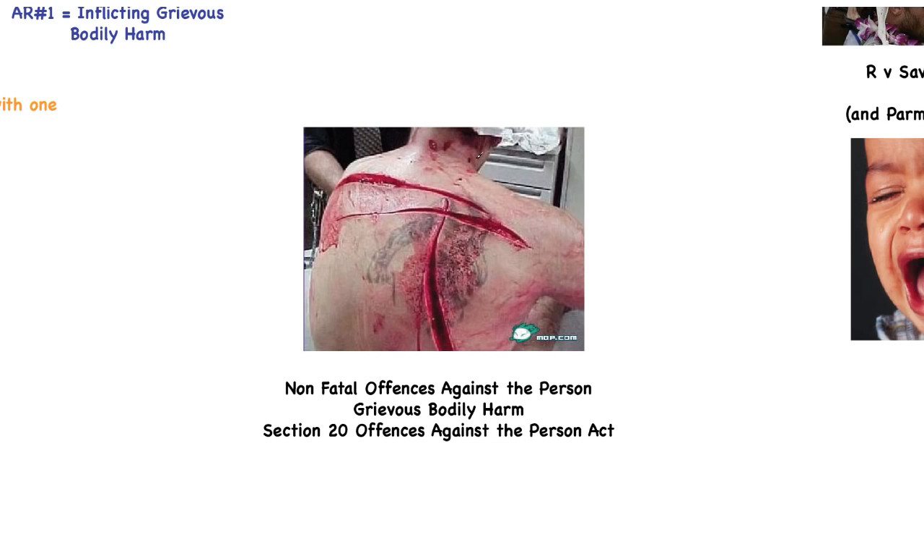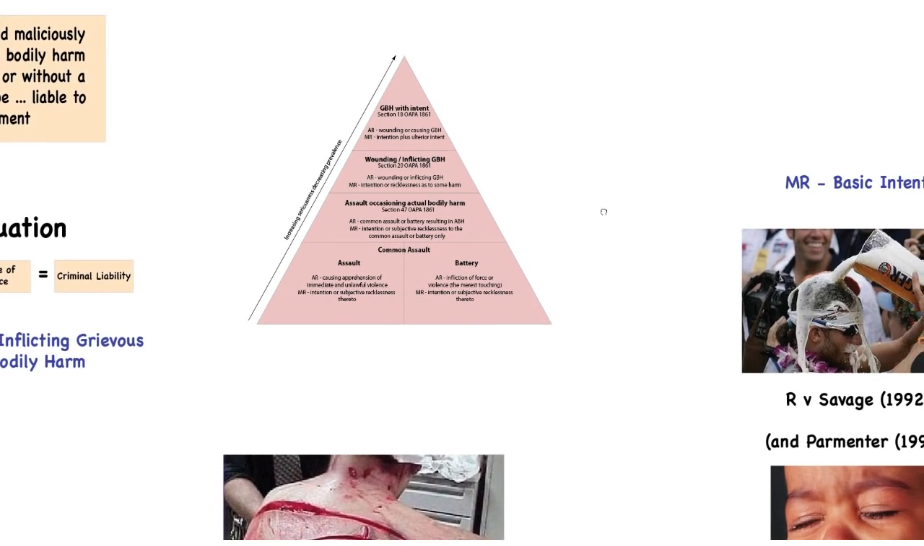But the easiest place for us to start is to look at our non-fatal triangle pyramid once again. And we've already looked at the bottom there in terms of the common assault offences, assault and battery, those that are part of the common law. We've looked at the first and the least serious of the statutory offences, section 47, ABH. In this video, we're going to look at the second most serious of the non-fatal offences, and that is section 20, or GBH. And I'm going to refer to it throughout this video as either section 20 or as GBH.